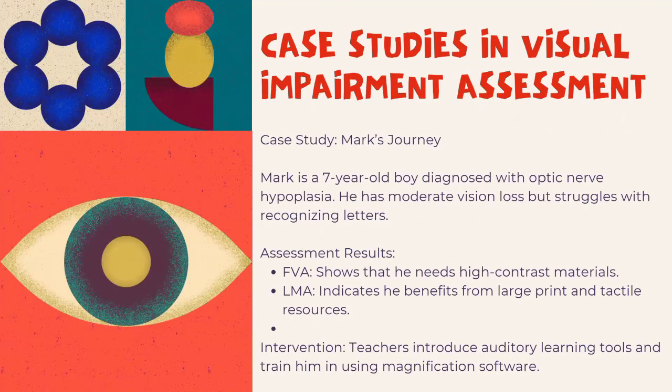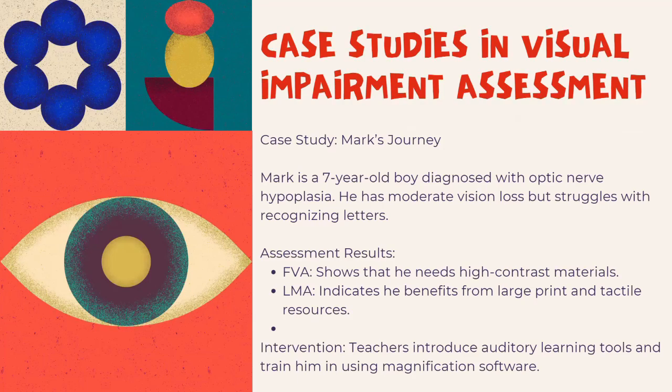Let's take a real-world example of a student undergoing assessment to better understand how FVA and LMA work in practice. Let us meet Mark. Mark is a 7-year-old boy who has been diagnosed with optic nerve hypoplasia. This means that his optic nerves did not develop properly, leading to moderate vision loss.